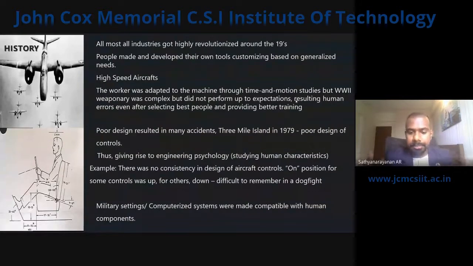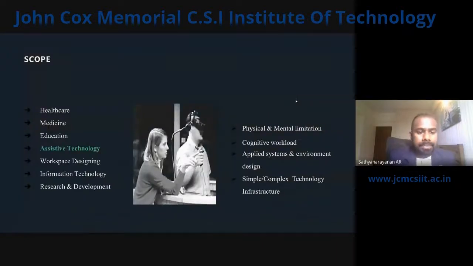So in a military setting, it is really important that computerized systems are made compatible with the human components. This is the scope I would like to put across: medicine, education, healthcare. These are the various applications where ICT technology has really good importance. And physical and mental limitations, cognitive workload, applied systems, environment design, and complex technology infrastructures are the various aspects that we look into.